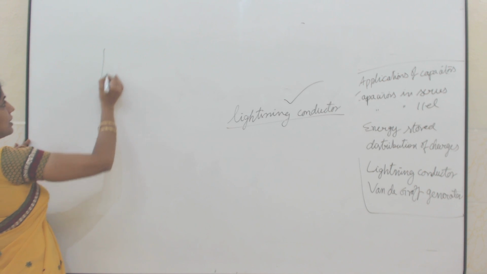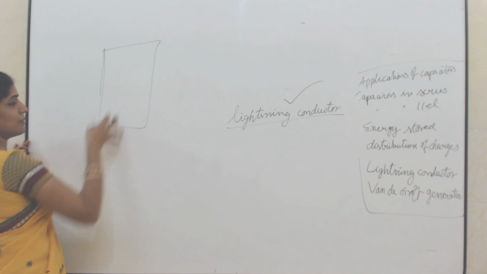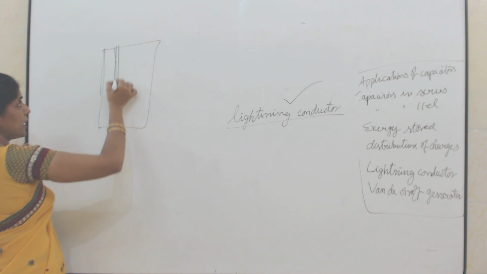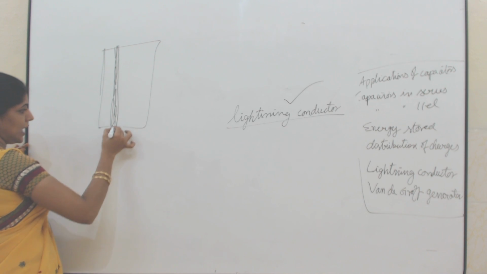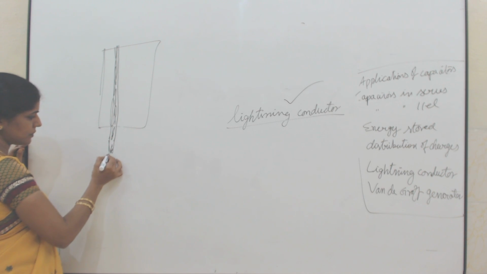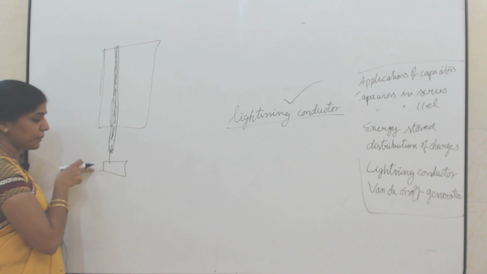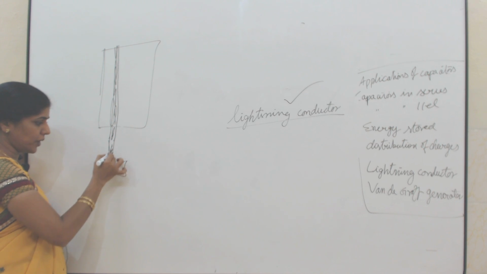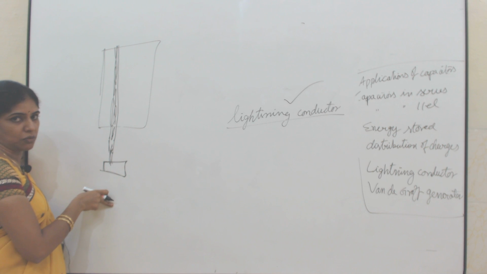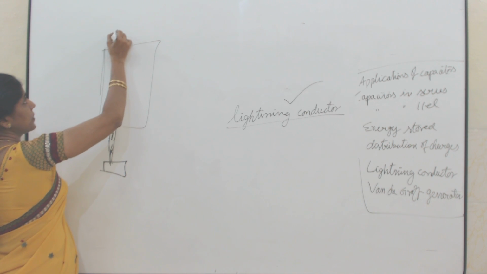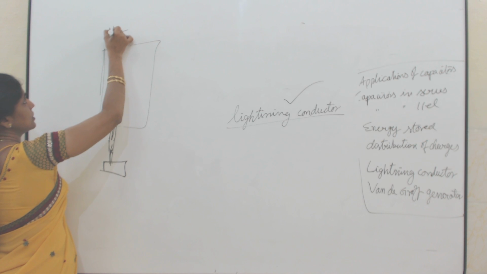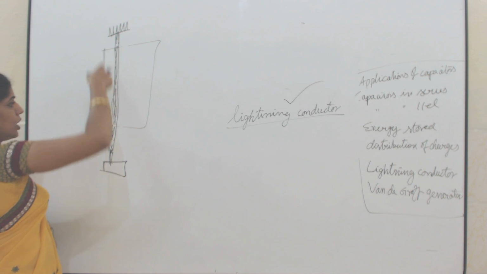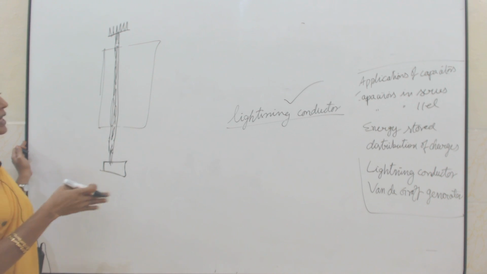So here, for example, this is your building. A very thick copper rod will be passing through the building. At the bottom of the copper rod there will be a metal plate which is buried deep into the ground. So here this is a thick copper rod. At the top of this copper rod I have a cone shaped metal which is fixed at the top of the building. So this is the construction of your lightning conductor.